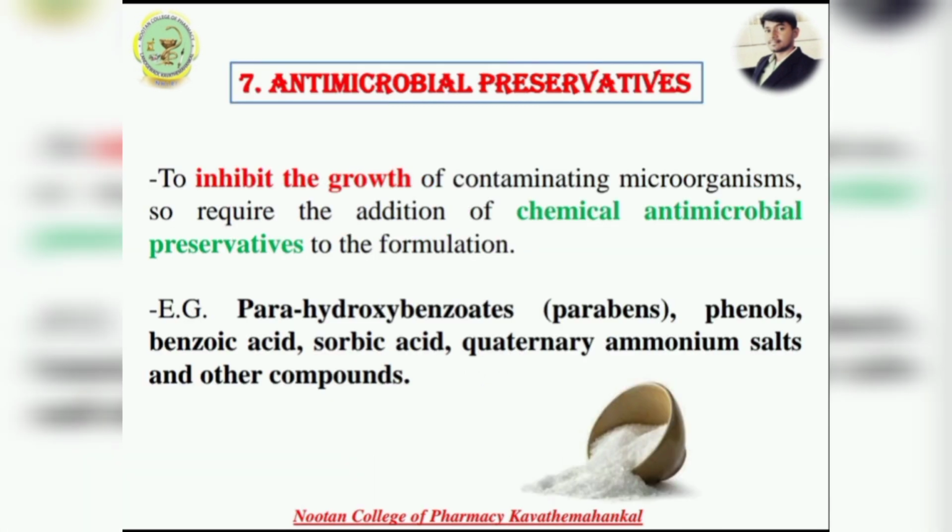Next, antimicrobial preservatives. Antimicrobial preservatives are used in semi-solid dosage forms because they inhibit the growth and contamination of microorganisms, so the addition of chemical antimicrobial preservatives to the formulation is required. For example, parahydroxybenzoates, phenol, benzoic acid, sorbic acid, quaternary ammonium salts and other compounds are used to prevent unwanted microbial growth in the semi-solid preparation.